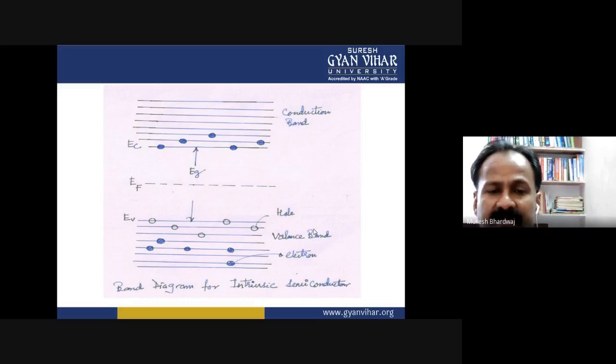So the Fermi level is a criterion or a parameter defined to cross the barrier for playing a vital role in conduction of electrons.